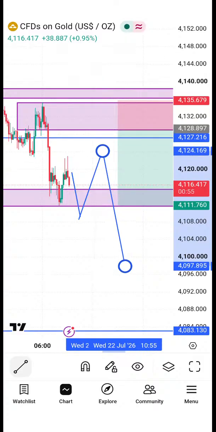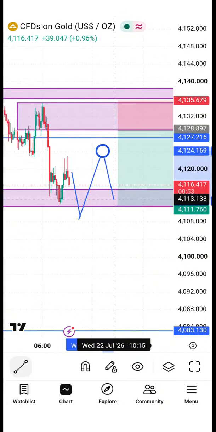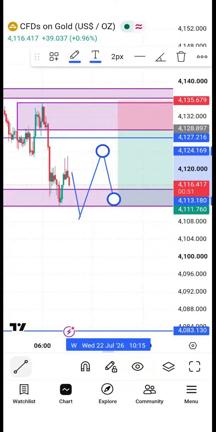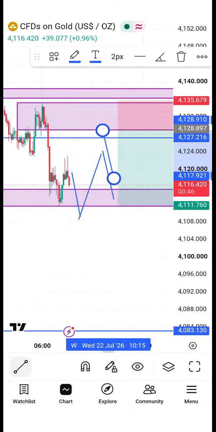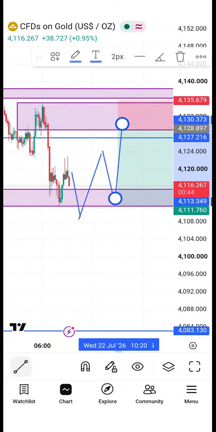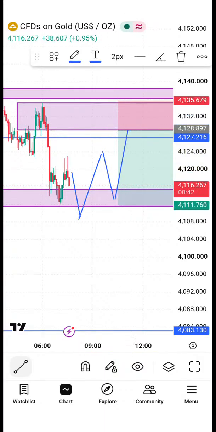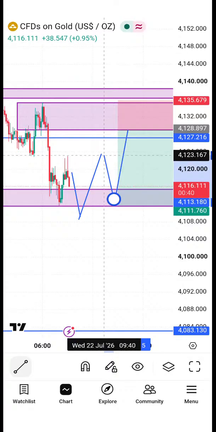Then after it takes out this high, you wait for it to come back to your entry. Then that's when you take a buy in this area. That's how the market moves, man.